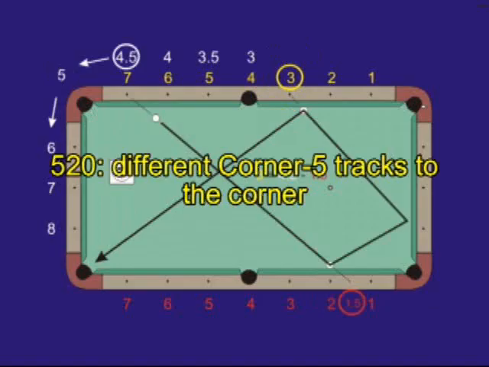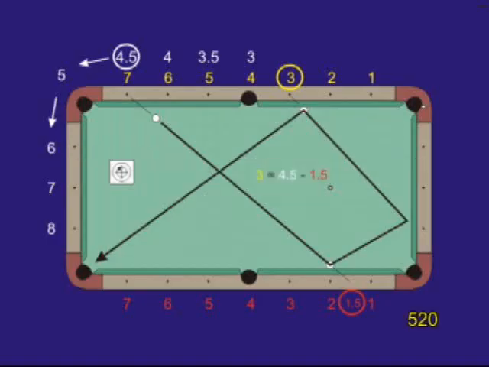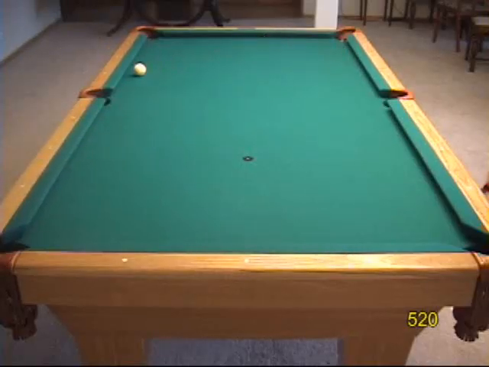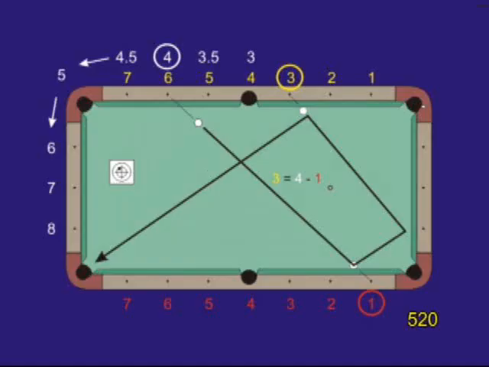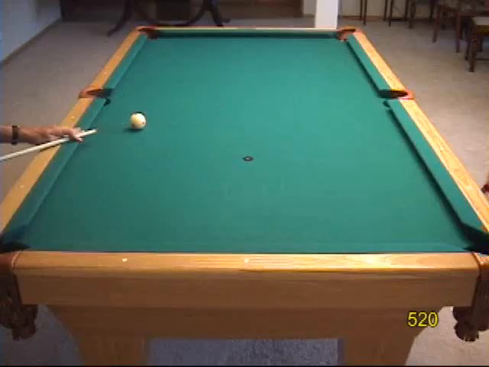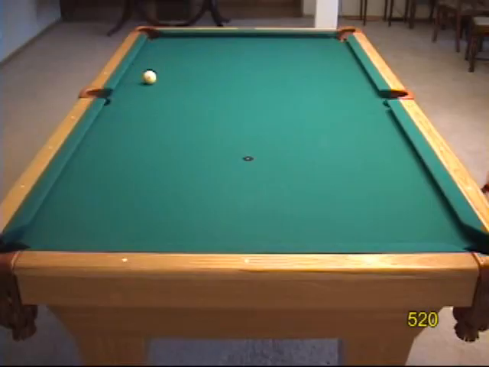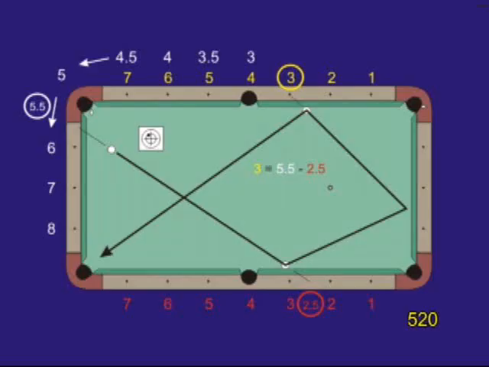Knowing which third rail diamond sends us to the corner pocket allows us to find the corner pocket from different positions on the table. For example, if we shoot from 4.5 through 1.5, we'll still go through 3 and reach the corner pocket. Shooting from 4 through 1 will also go through 3 and to the corner pocket. Shooting from 5.5 through 2.5 also goes through 3 into the corner pocket.